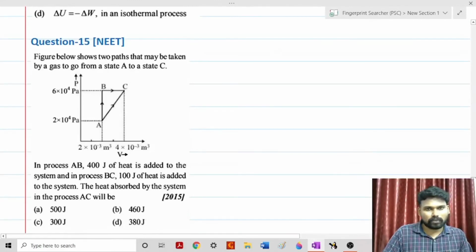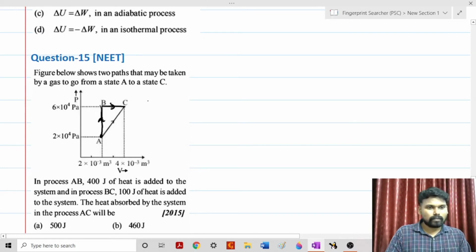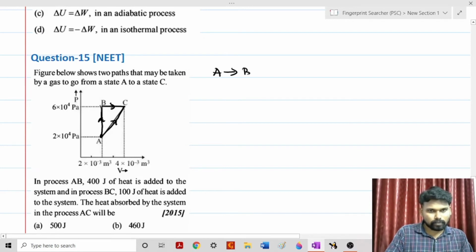Now going to the 15th question. Okay. The figure below shows two paths that may be taken by a gas to go from a state A to state C. So the gas is going from A to C like this. It is one of the paths. Okay, and the other path, the gas is directly going from A to C, not through B. So there are two paths, A to B to C is the first path, the other path is A to C directly.